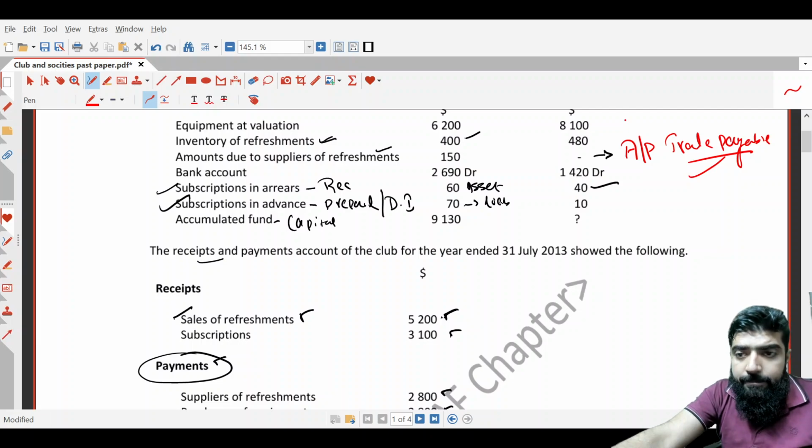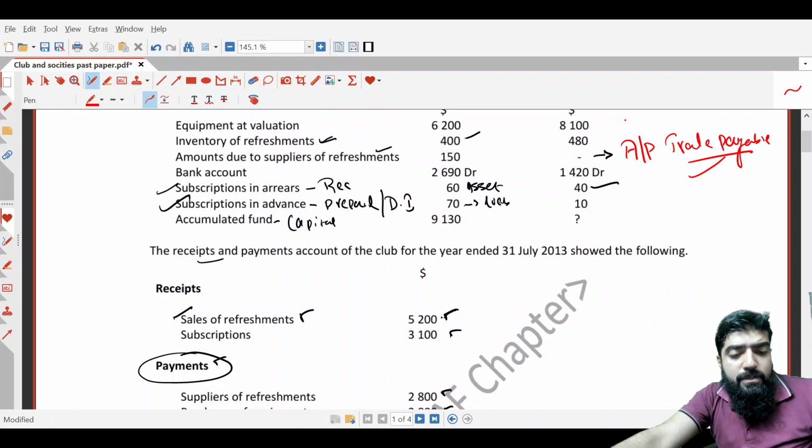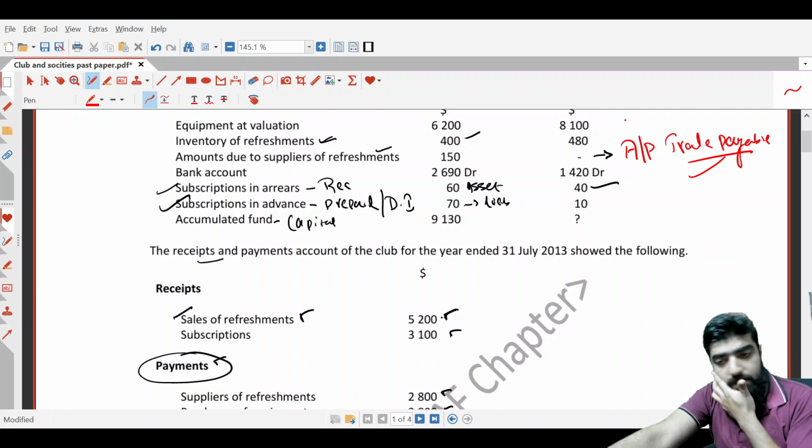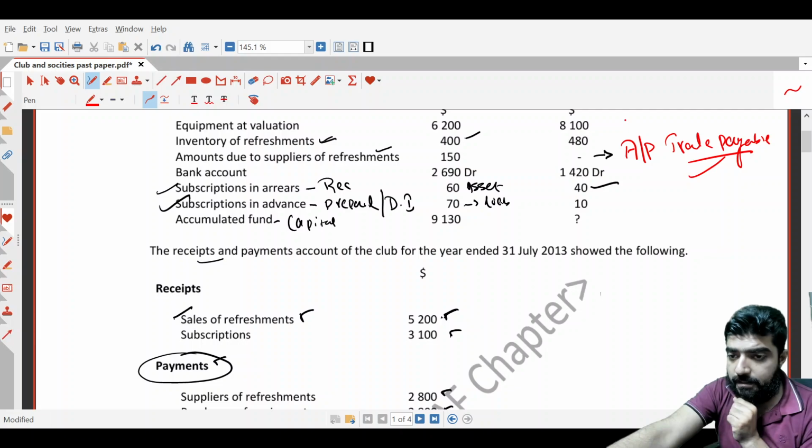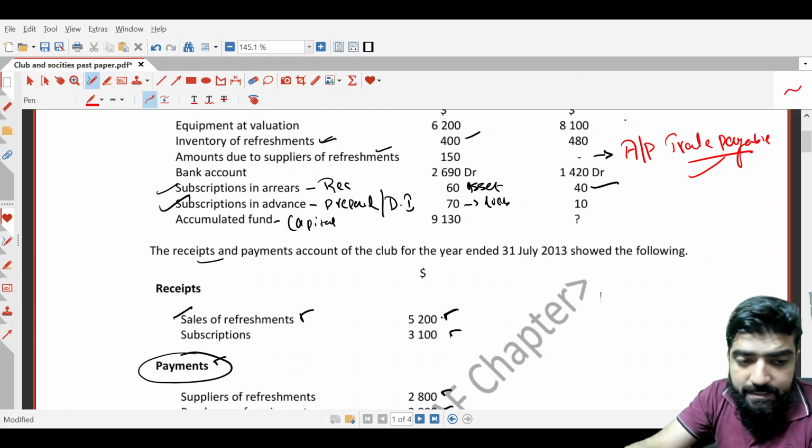Now opening payable is given in the question, closing payable is given, and if you just see on the payment side, on the supplier payment side, have you seen? Yes, 2,800 supplier of refreshments.